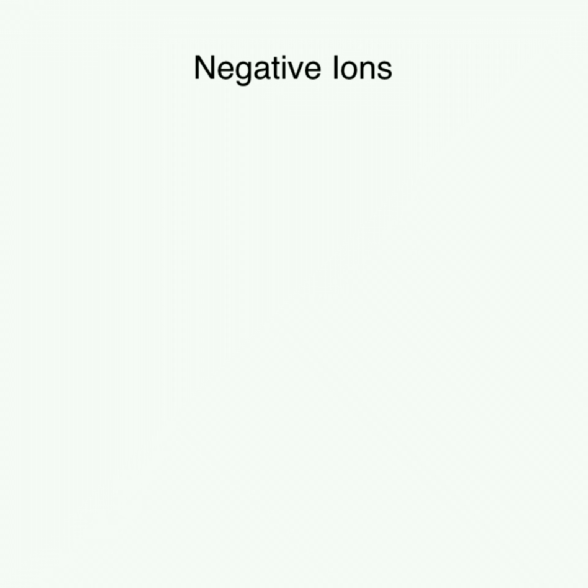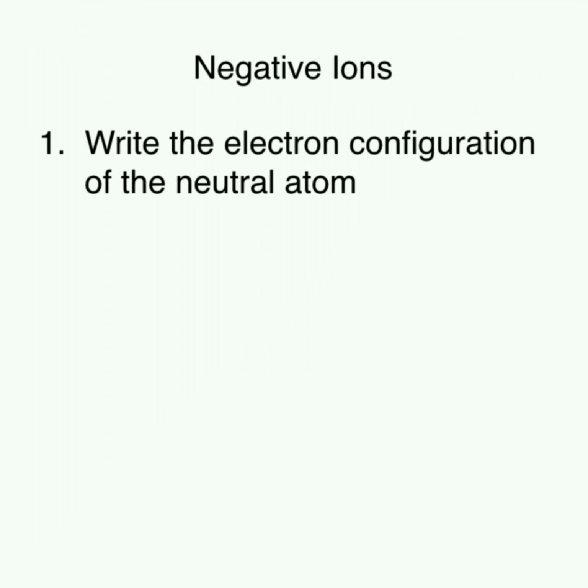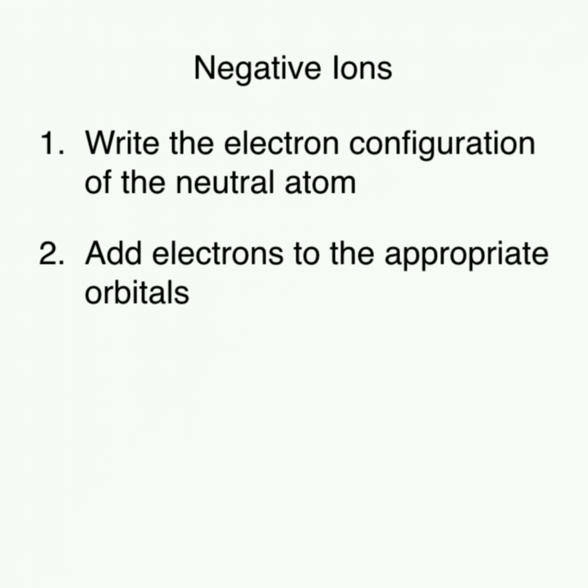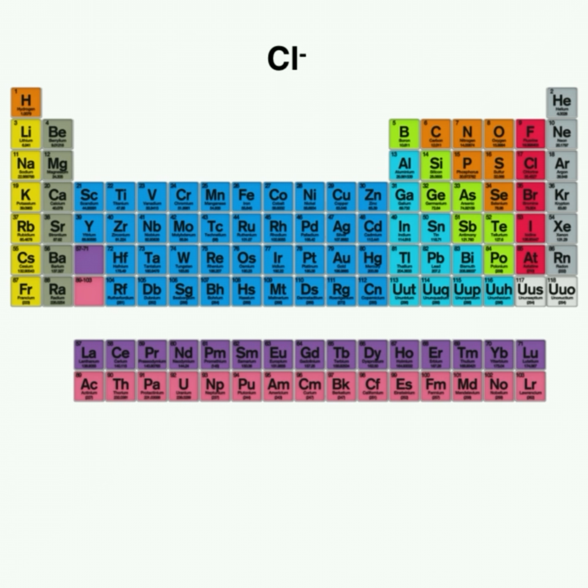To do this, the first step is to draw the electron configuration of the neutral atom. From here, you simply add the correct amount of electrons to the appropriate orbitals. Let's look at a chlorine ion as our example. First, we must write the electron configuration for the chlorine atom.